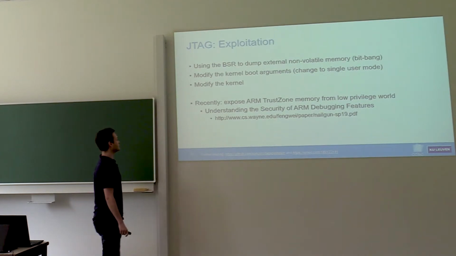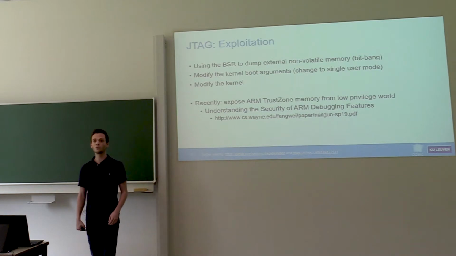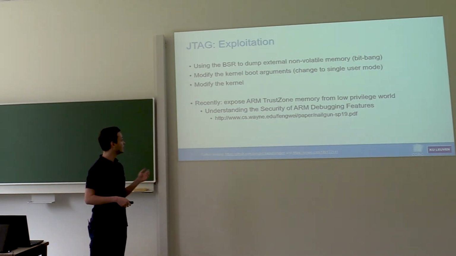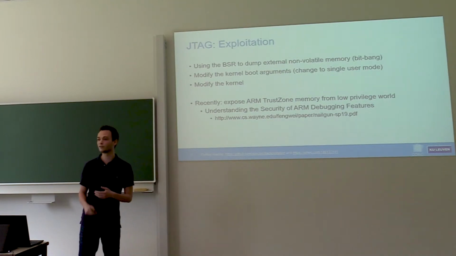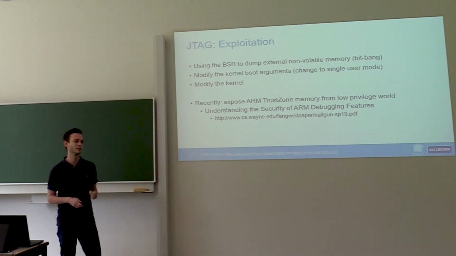There was also a very recent paper on ARM CoreSight. So ARM also adds their own functionality on top of this JTAG interface. And they basically found that they could dump TrustZone memory from whatever execution level they had. So they were able to extract the image of a fingerprint from a phone that was stored in ARM TrustZone memory.